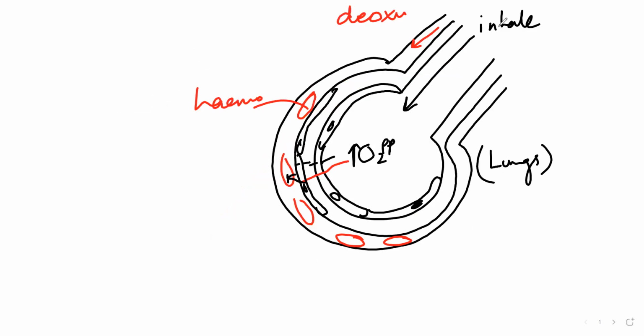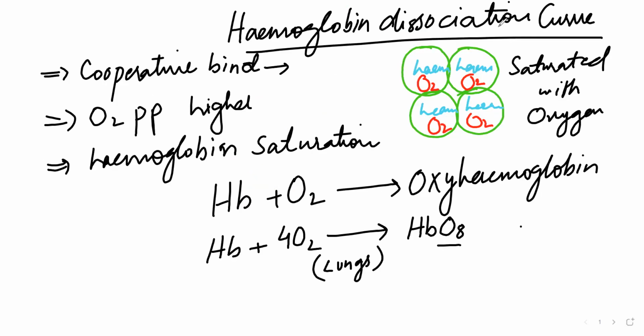Cooperative binding means that when the hemoglobin binds to the oxygen molecule, right? One hemoglobin molecule has got four heme groups, and these four heme groups have to bind to the oxygen molecule, right? And this binding basically takes place one by one.